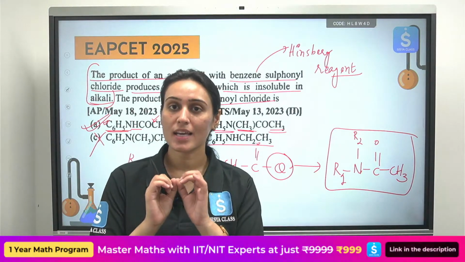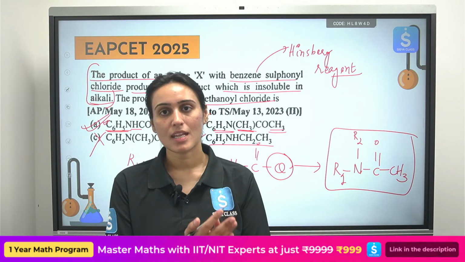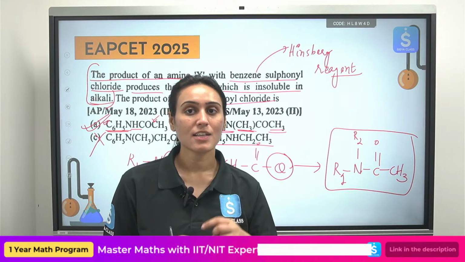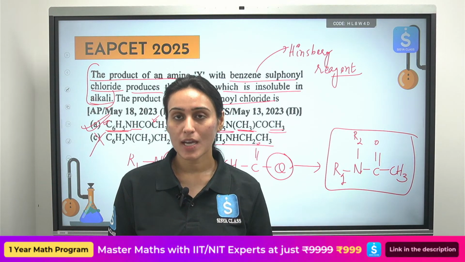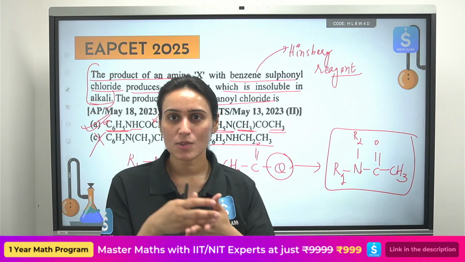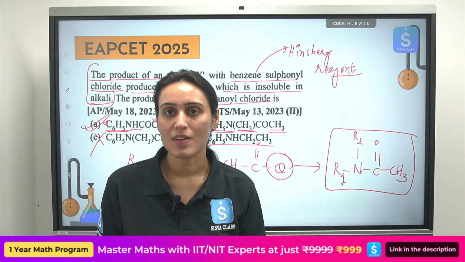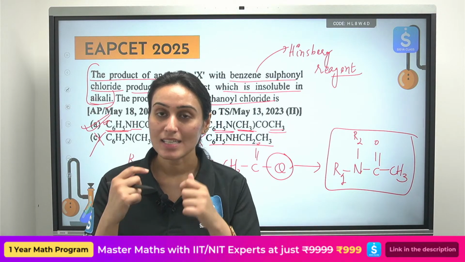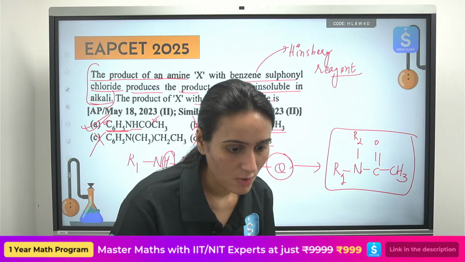And how do we come to this conclusion? We know about Hinsberg reagent. If it reacts with 1 degree amine, it will form a product that is soluble in alkali. If it reacts with secondary amine, it will form a product that is insoluble in alkali. And if we react it with tertiary amine, we need hydrogen in order to react it with benzene sulfonyl chloride. If you don't have any hydrogen available, there will be no reaction. So you don't have to worry about tertiary amine altogether. This is another way in which you can differentiate between primary, secondary and tertiary. I hope that is clear.